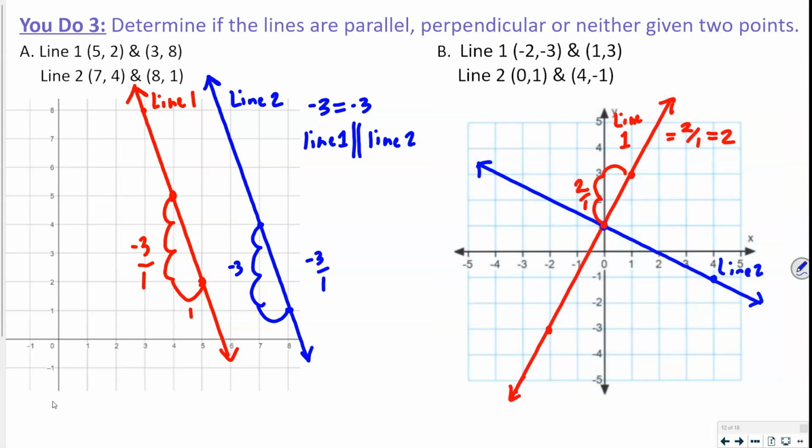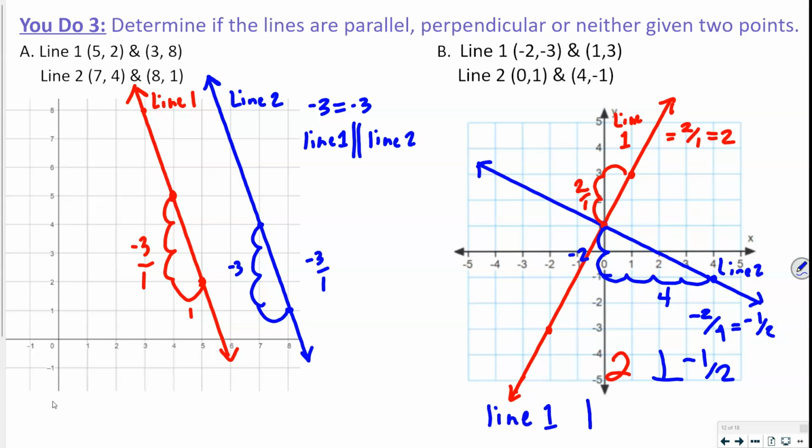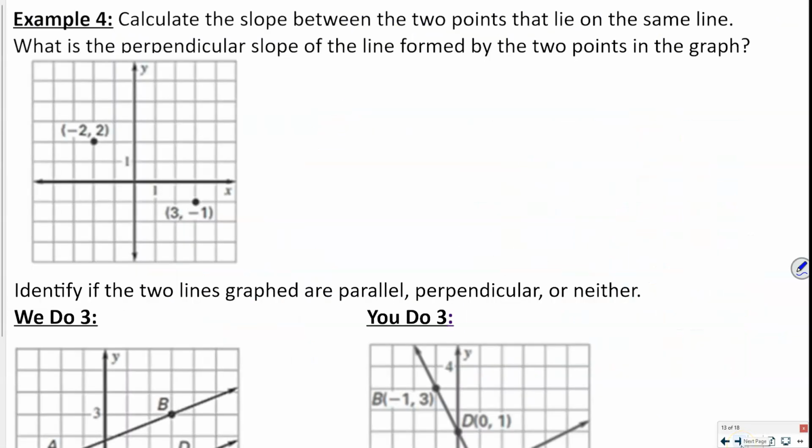Then we can do this one. So this one is, notice it's falling from left to right again. So we're going down 1, 2. And we're going over 1, 2, 3, 4. So this one's negative 2 over 4, which is negative 1/2. And what is the relationship between the slope of 2 and negative 1/2? Those are perpendicular slopes, aren't they? So what we're going to say is that line 1 is perpendicular, upside down capital T, remember, to line 2. Okay? All right, example 4.